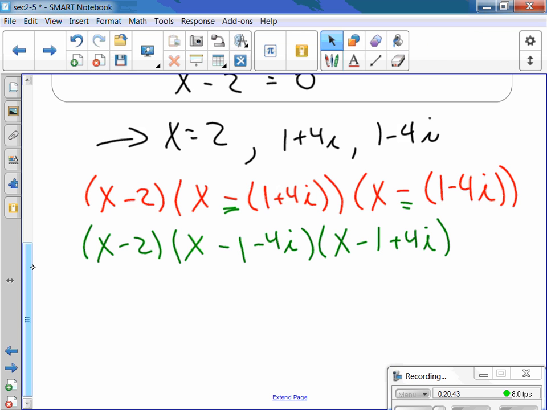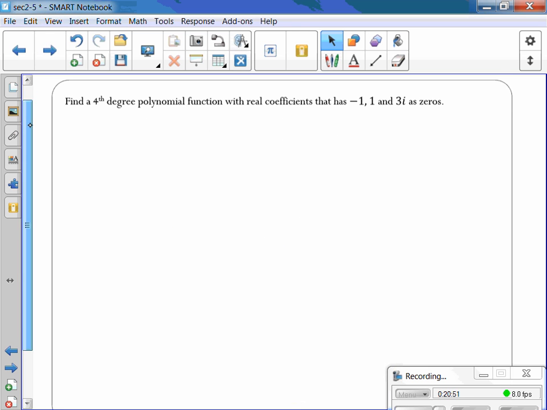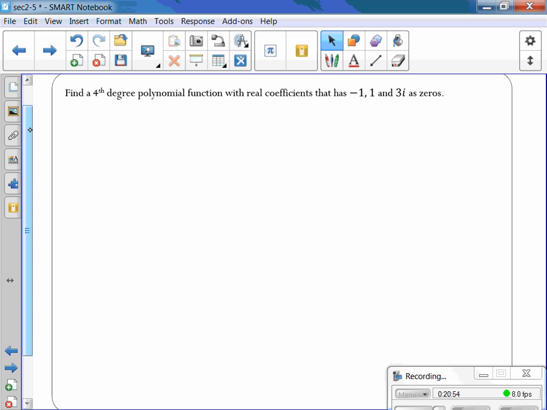All right, let's work backwards. Here we're going to find a 4th degree polynomial with real coefficients. It has negative 1, 1, and 3i as zeros. First things first, it says we're looking for a fourth degree polynomial. How many zeros were given to us? I need to find that fourth. What is that fourth? Negative 3i. Remember, complex zeros occur as complex pairs, or complex conjugate pairs. So now we have all four. So what do I do?